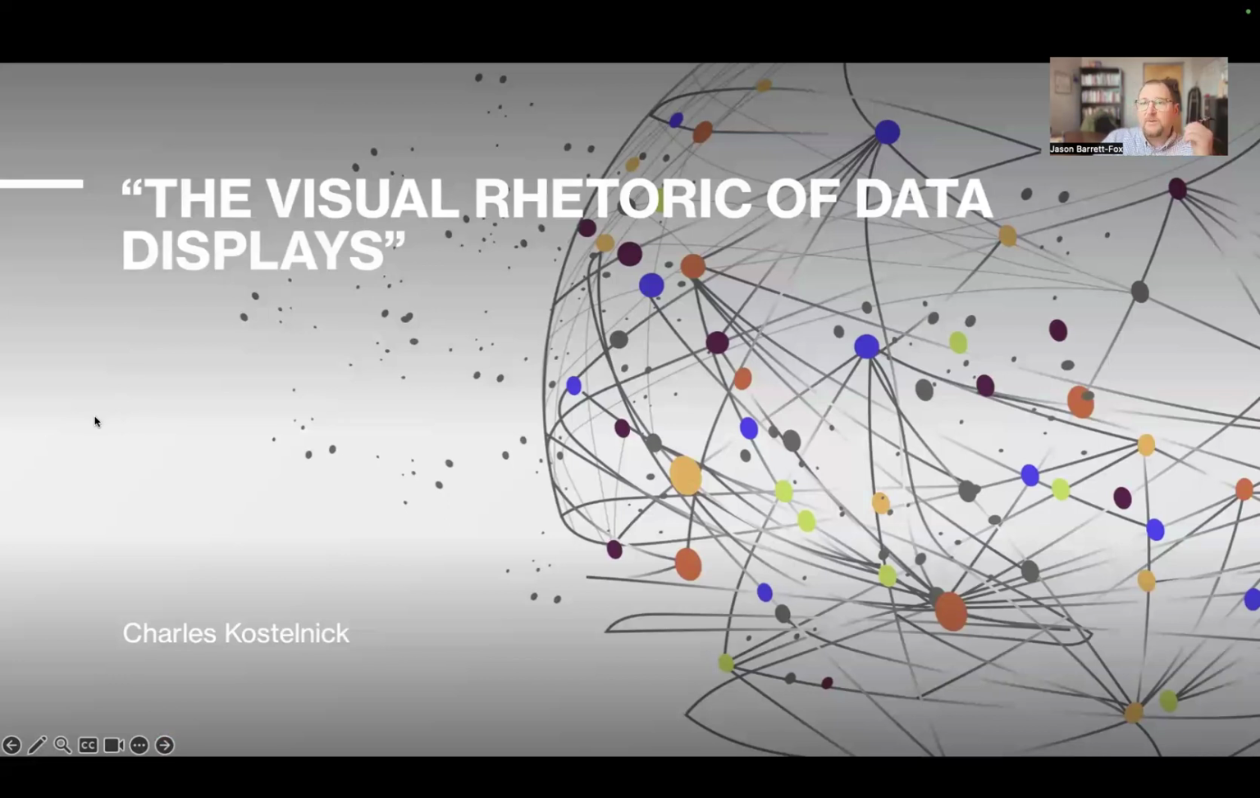So the last article we read for this week is by Charles Kostelnik. It's the visual rhetoric of data displays. And just like I always do each week, I want to start with some nuts and bolts. I want to start with some definitions, some usable tidbits that you can carry along with you. But I also want to spend time inside academic thought about technical writing and about professional writing. And that's what we're doing with Kostelnik today.